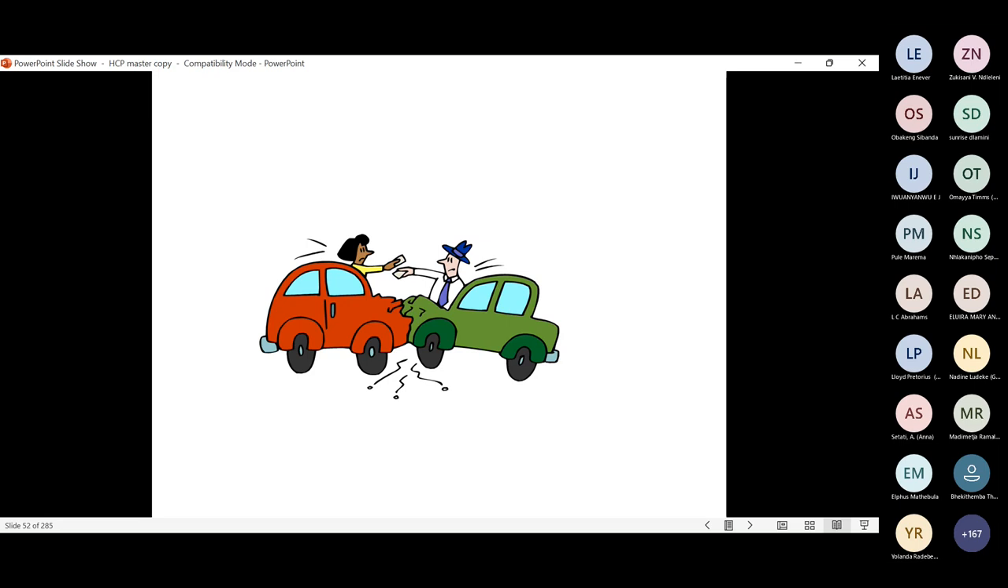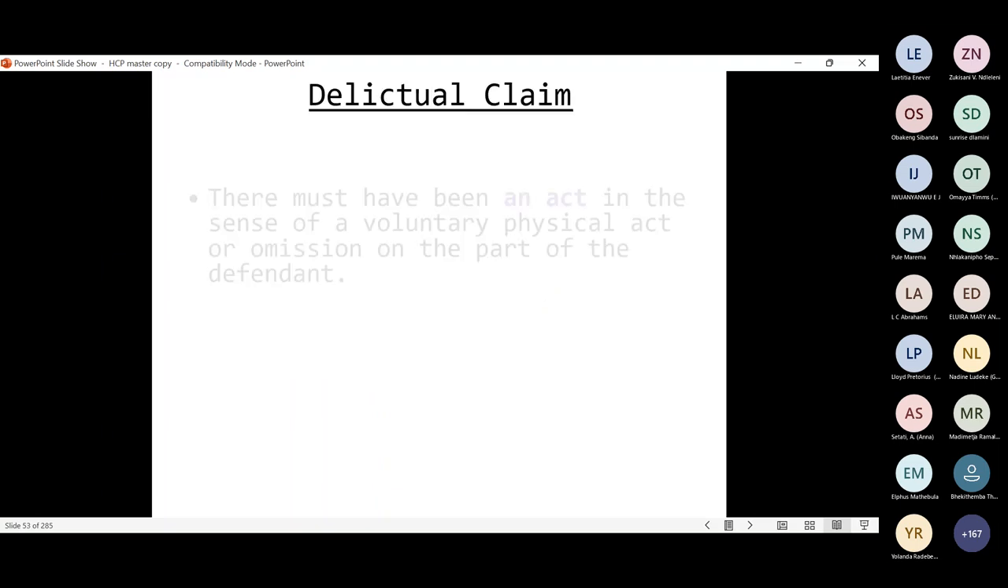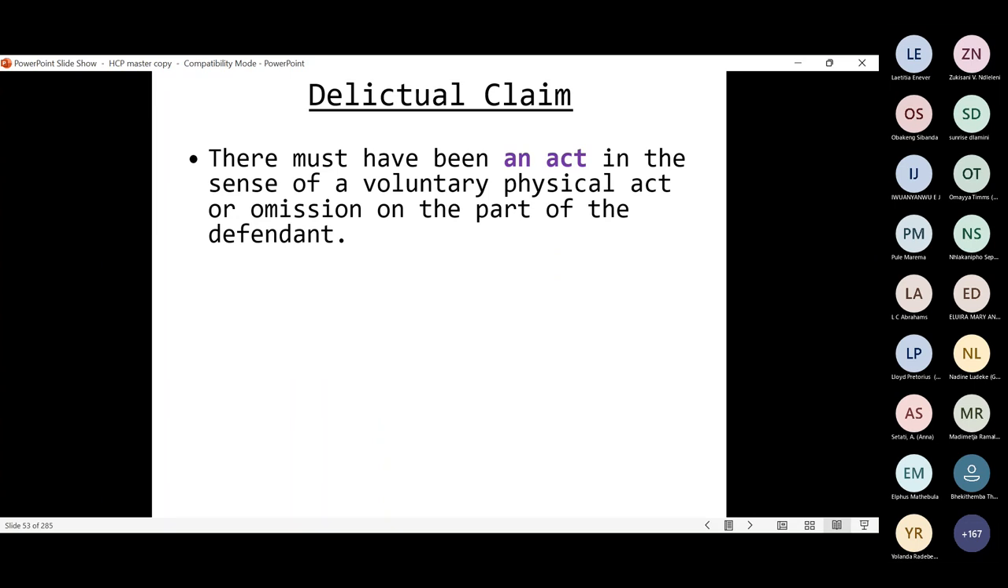So you must then fill the gaps by asking all of those questions and seeing that, yes, okay, you have a case. That is the cause of action. So in this example, there must have been an act in the sense of a voluntary physical act or the omission on the part of the defendant. Remember, an omission is also an act or, as they would say in your delict books, a conduct. The act, that is the first element.